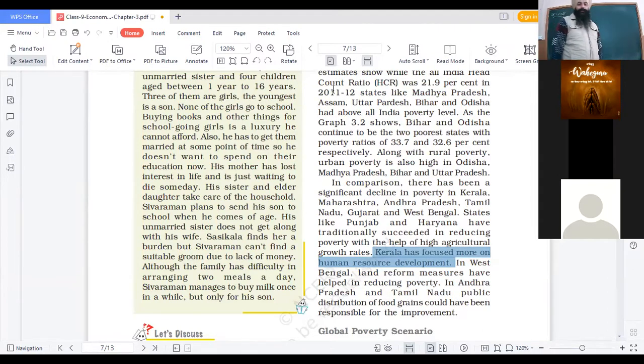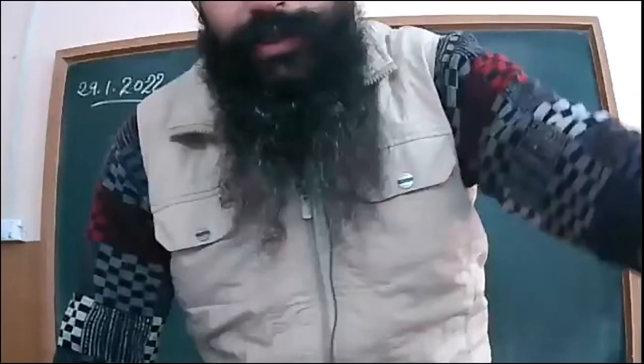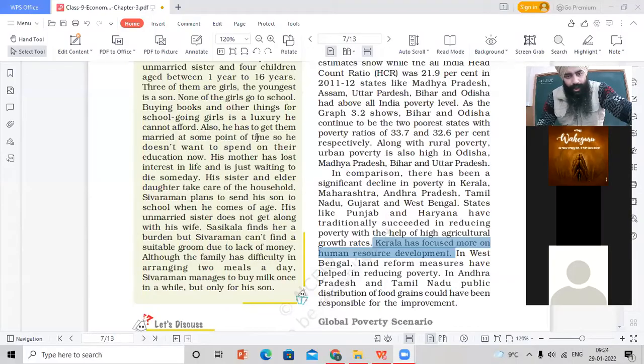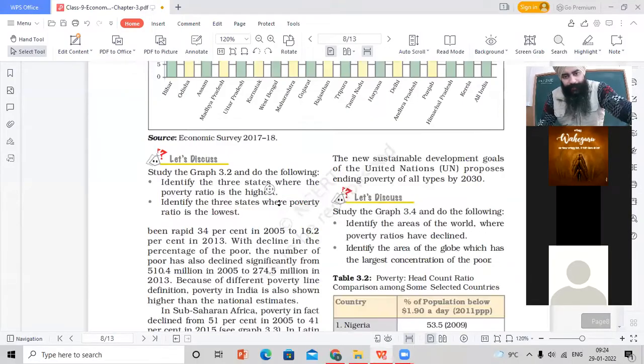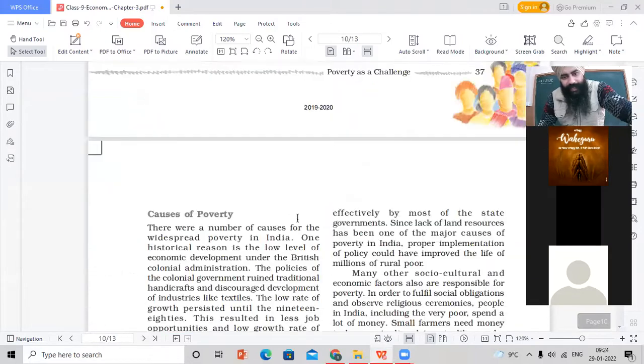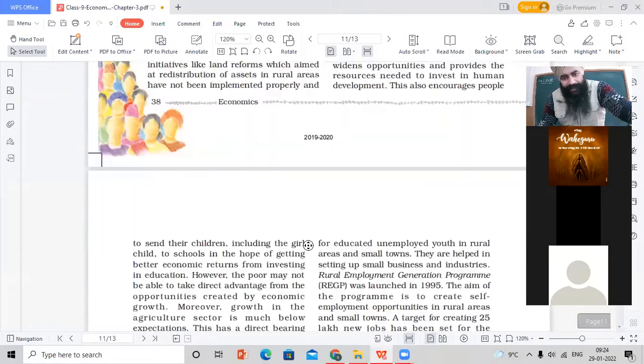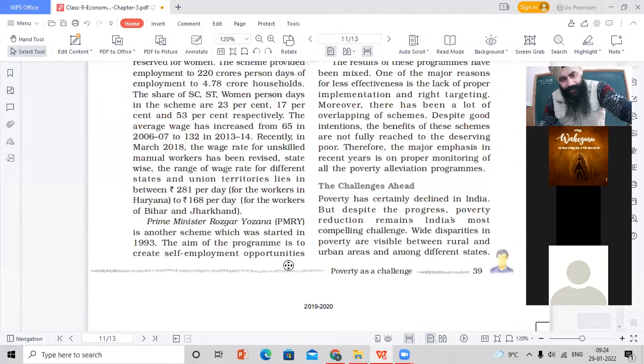Food items are given to the people at affordable rates. According to the Antyodaya Anna Yojana, wheat is given at 2 rupees per kg and rice at 3 rupees per kg, only to those who are the socially and economically backward sections. These are the interstate disparities which exist in India.